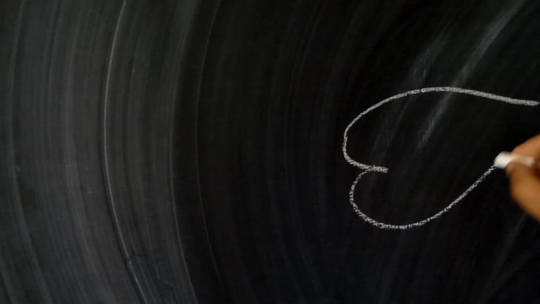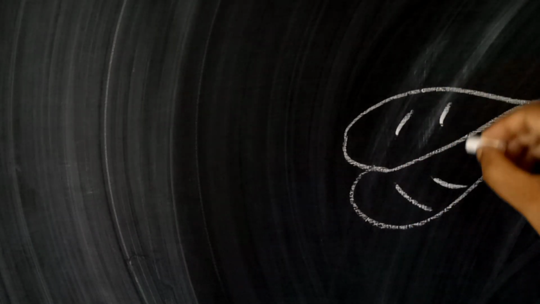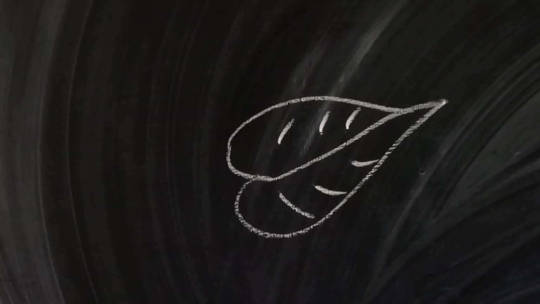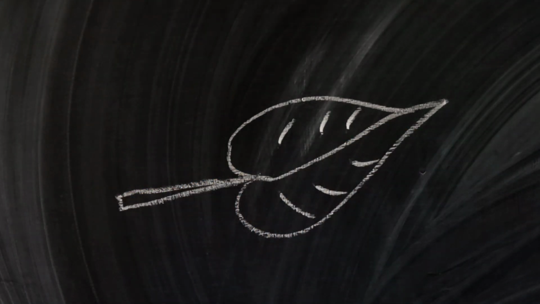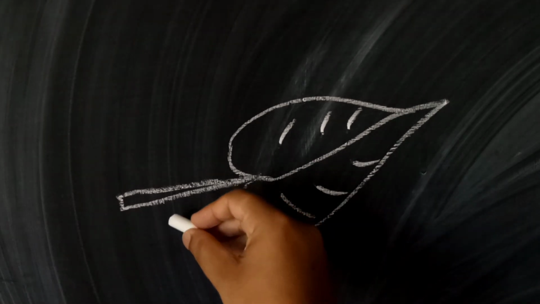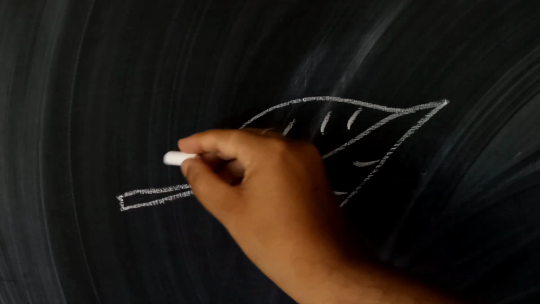So let me draw the picture of a leaf. I am not so good in drawing, so I will try to draw a leaf. You can see the picture here. So this is the picture of a leaf. This is the figure of a leaf which I have drawn. So in this figure, the front part of it is known as petiole. This part of the leaf is known as petiole.